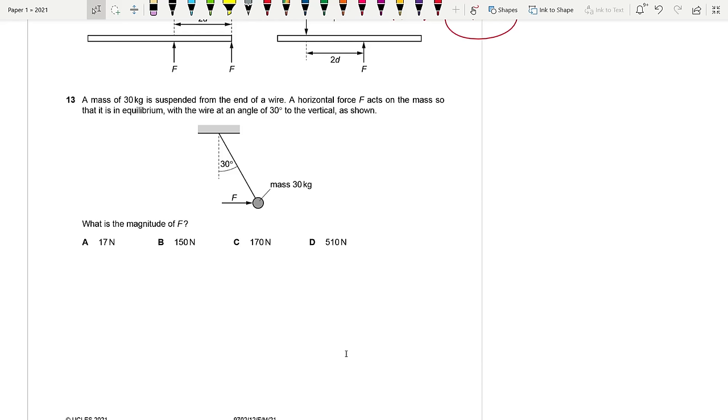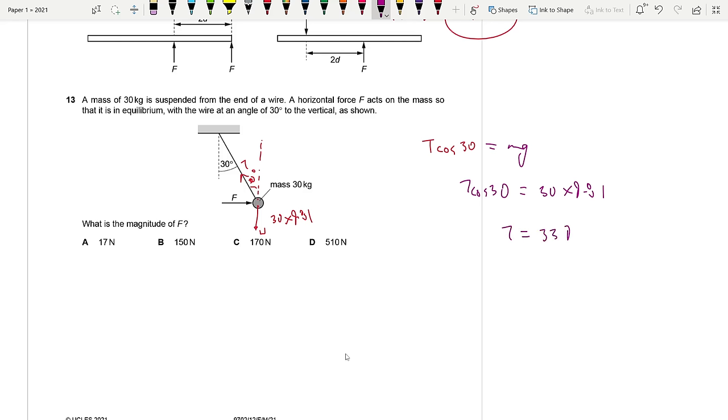So basically, this is tension. Tension is acting like this. And this angle is 30 degrees. So the ball has weight, right? A weight of 30 into 9.81. So we can say that T cos 30, the vertical component of tension, actually balances the weight mg. T cos 30 is equal to 30 into 9.81. Alright, so I'm getting a value of tension is equal to 339.8 newtons.